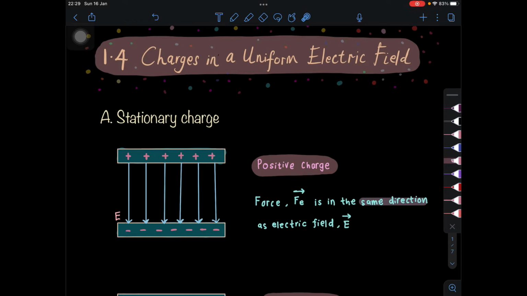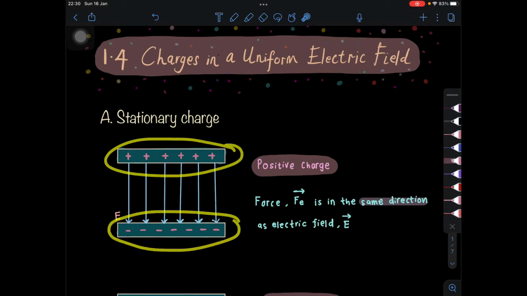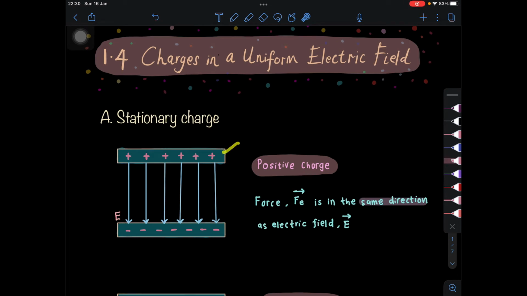So in this subtopic, we are going to learn about the movement of a charge when we place it in a uniform electric field. Remember before this, we learned that in order to form a uniform electric field, we need two metal plates that are parallel to each other, one positive, one negative. Only then can we form a uniform electric field.